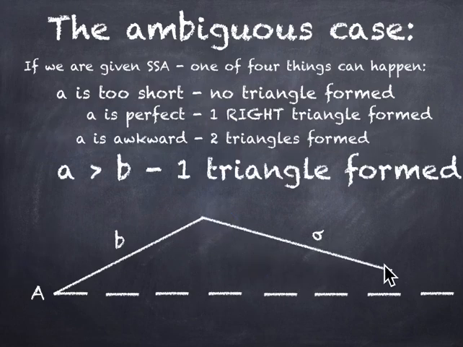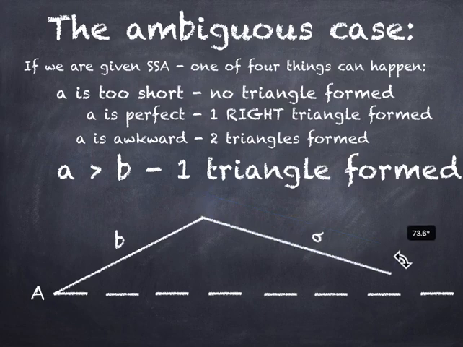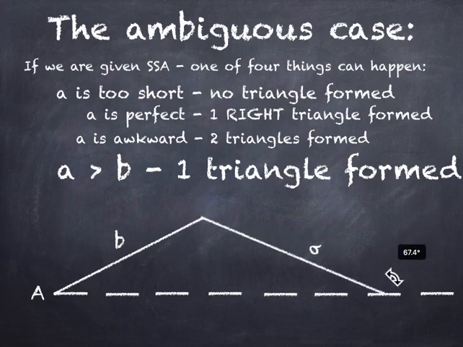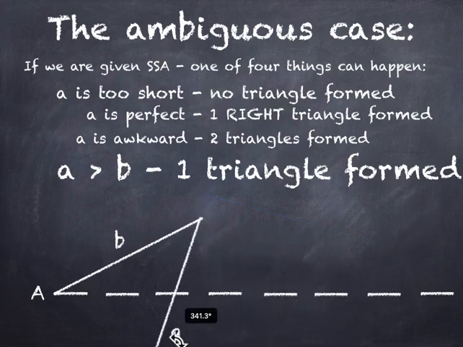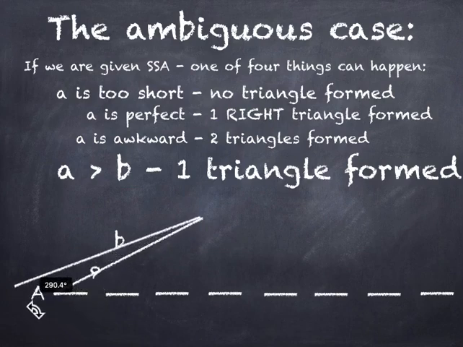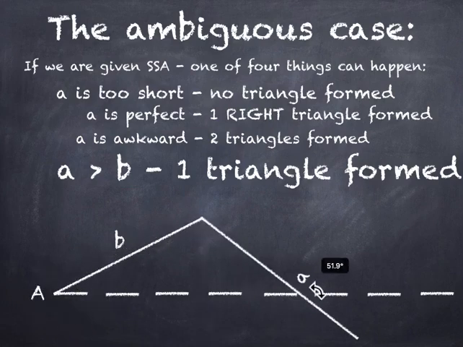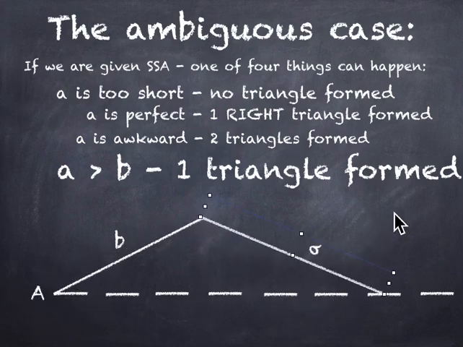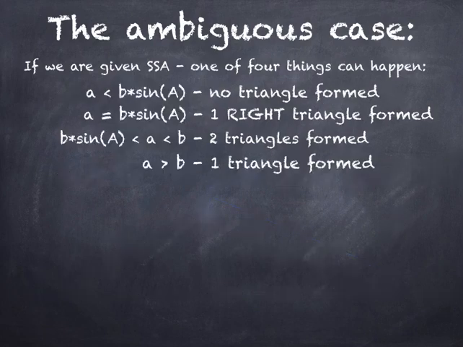If A is significantly long, bigger than side B, for instance, then you could get one triangle here, but if you tried to make that second triangle, it just wouldn't work. It would be over here somewhere. So those are the four different possibilities, and they all depend on how big A is.